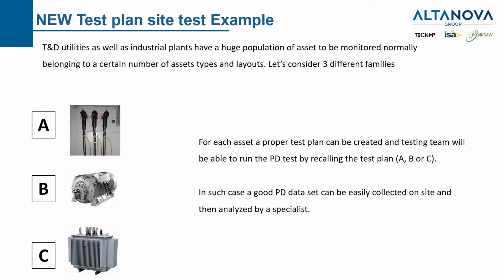Normally, it is possible to indicate a series of typical layouts, typical asset layouts, that are present in our distribution network or in our industrial network. And we can build a test plan for this family of tests. They can be, for example, a test plan for 20 kV cable terminations, or 6.6 kV motors like family B, or 15 kV transformers. And we can standardize a test plan for this test.